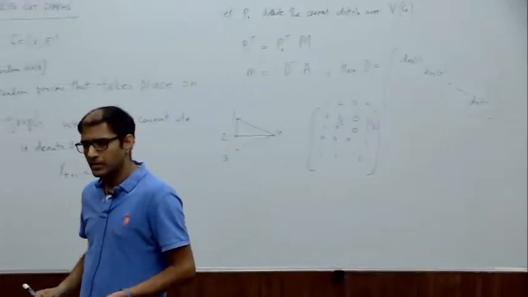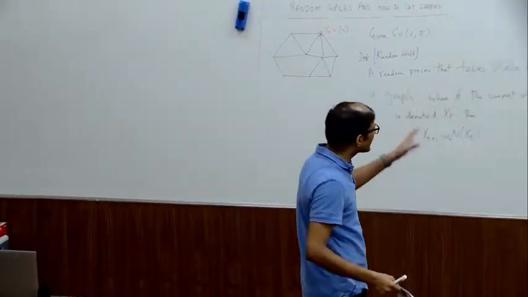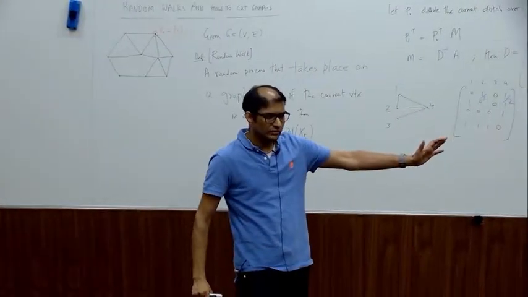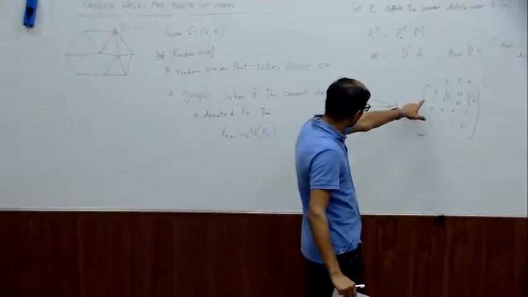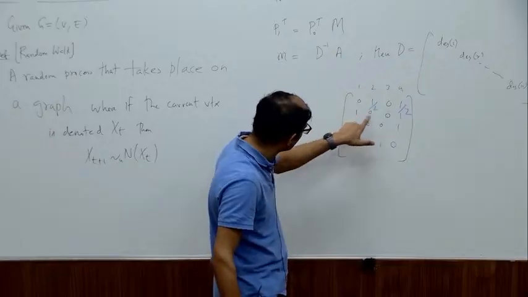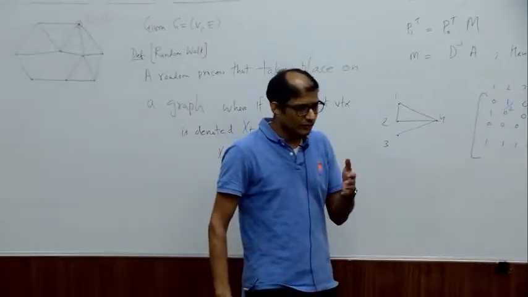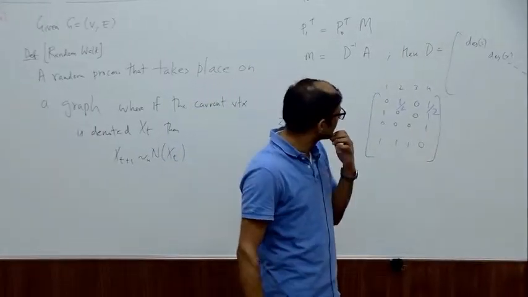The intention of that D inverse is to make every single row a probability distribution. So I multiplied by the reciprocal of the degree of the first vertex, I will multiply by the reciprocal of the degree of the second vertex, the reciprocal of the degree of the third vertex. So that's the intention of D inverse. Thank you for that question.